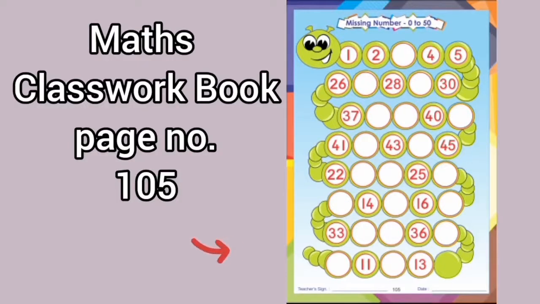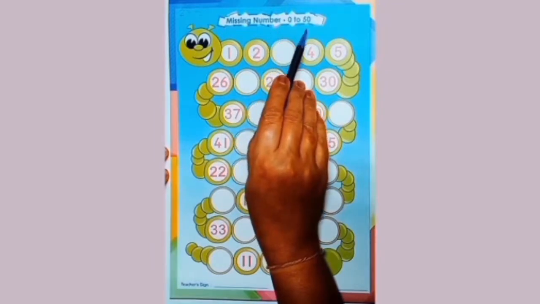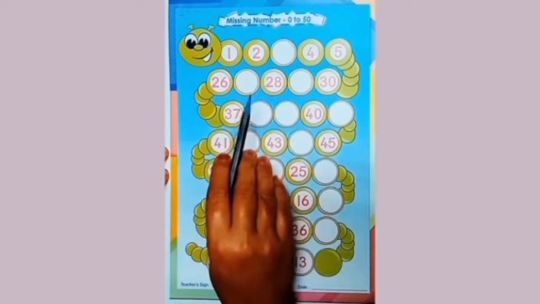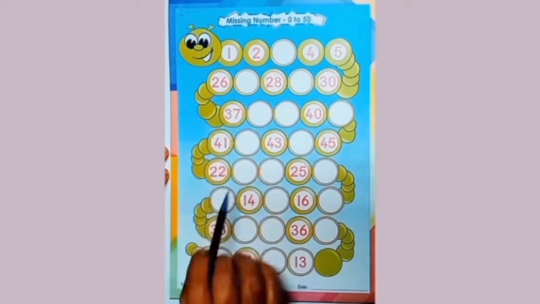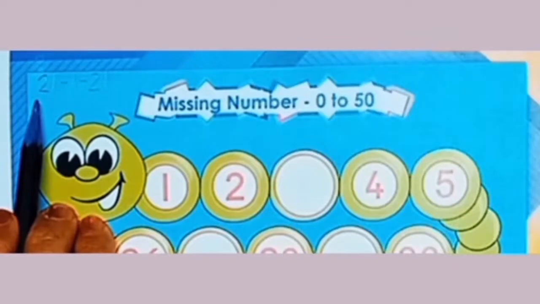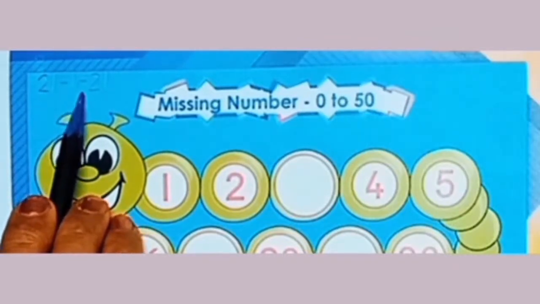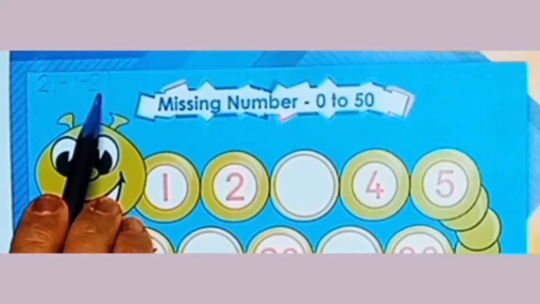Now we will write missing numbers 1 to 50 in our maths classwork book. We have to write in maths classwork book page number 105. We have to fill missing numbers 0 to 50 in our maths classwork book. But first we have to write today's date, that is 21-1-2021.